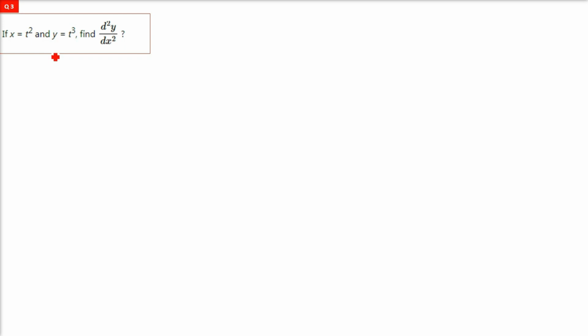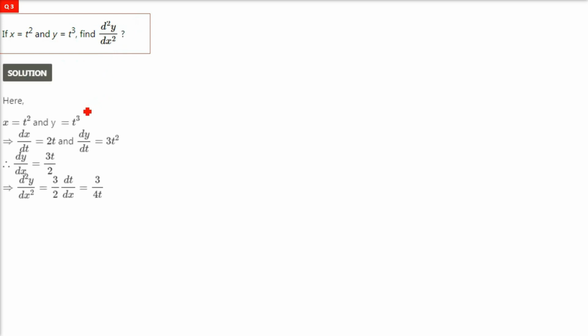Now x is equal to t square, y is equal to t cube. So d2y by dx2 you have to find. Please remember, there is a t term, but you have to find out d2y by dx2. This question we have already done in the previous discussions. So we'll do it quickly. X is equal to t square, dx by dt is simply 2t. But it is y equals t cube. So dy by dt will be equal to 3t square.